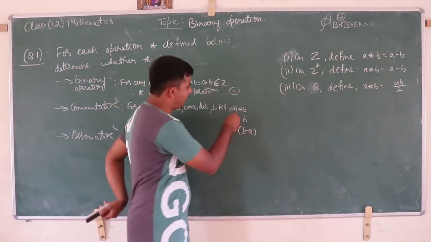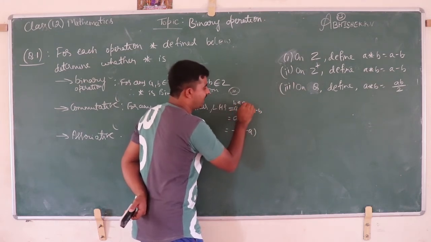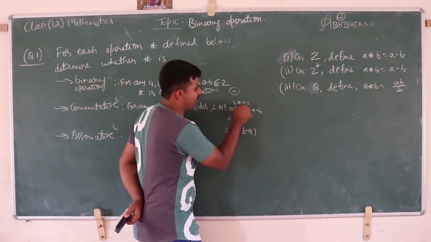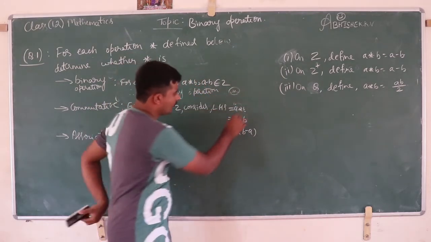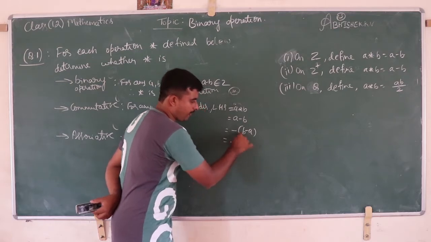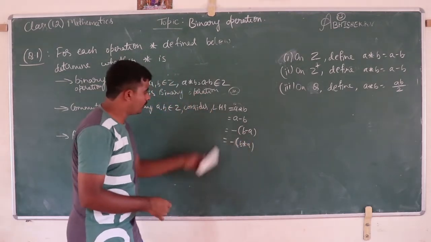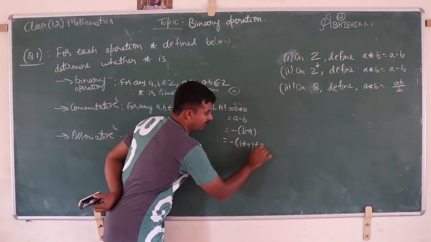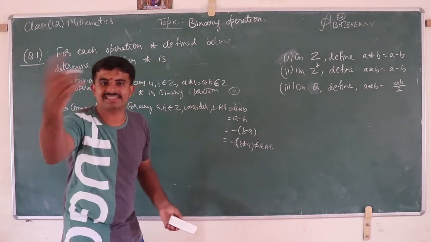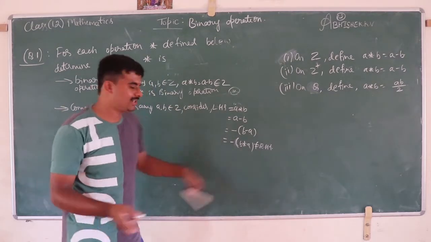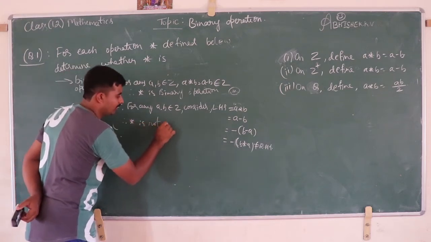See, a star b is equal to a minus b. What about b star a? b star a is equal to b minus a. So we can write minus of b minus a as b star a. Therefore, this is not equal to what? RHS. What is RHS? a star b is the LHS, but b star a, we can take what? Minus of b star a. Therefore star is not commutative.